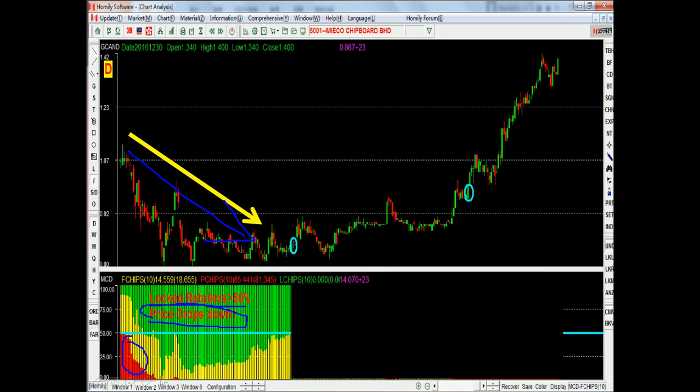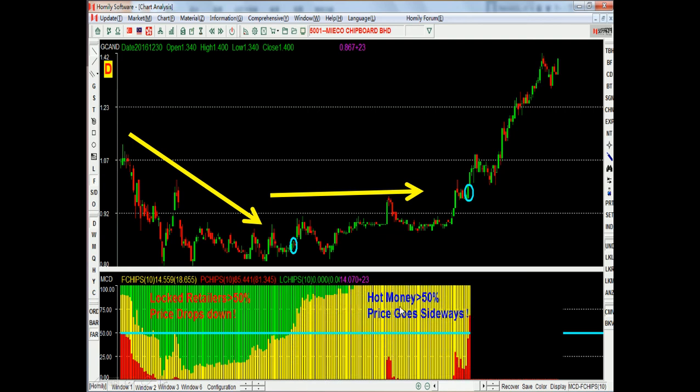Okay, so this is the first part. The second part, the price goes sideways and cannot make a new low, right? Cannot make a new low. So that means now it goes sideways. So what will happen? You can see the hard money is more than 50%, the yellow chips. That is the hard money. So the price goes sideways. Okay, so then you can see this part.